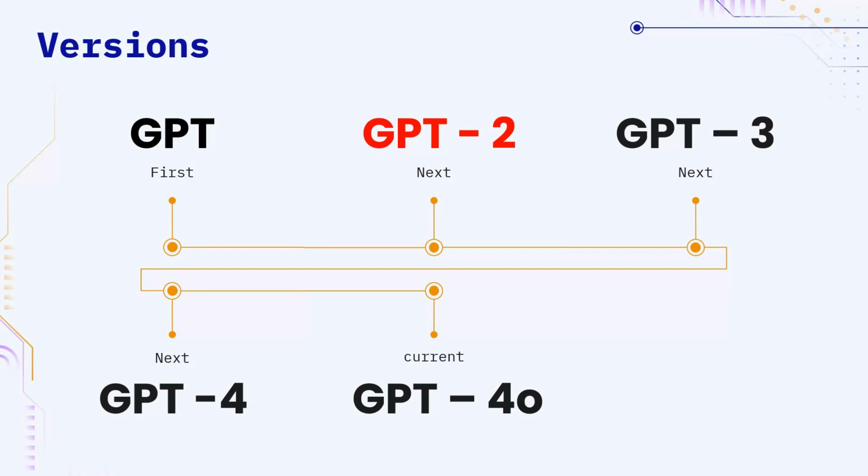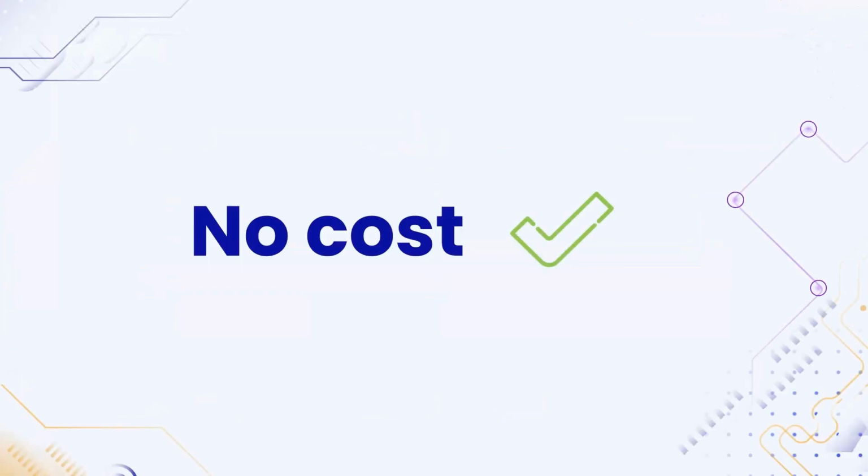GPT-2 is an earlier version of these models, and while not as powerful, it is still a robust tool for generating text. One key advantage of GPT-2 is that it can be used without incurring any cost, making it highly accessible. So let's check out this powerful open source model.